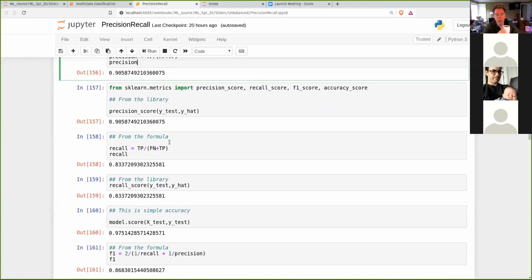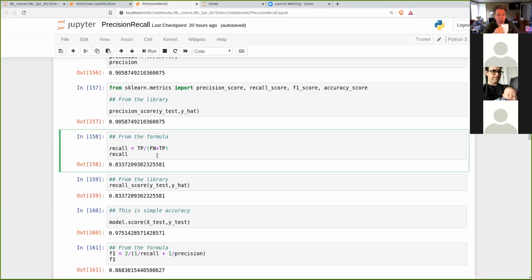Similarly, here is recall, just from the formula for recall that we gave above. And it turns out to be 83%. So that seems like maybe not so good. That means of the 3s that were out there, you only found 83% of them. And here's the recall score from the library.